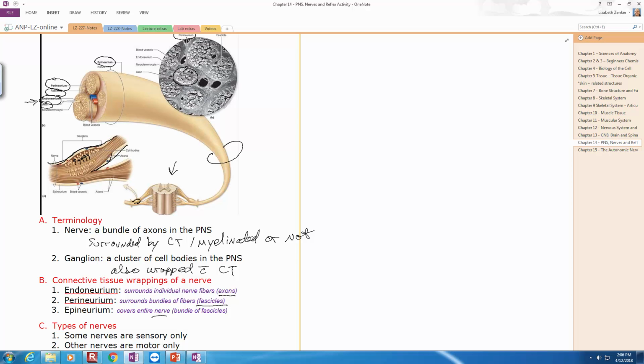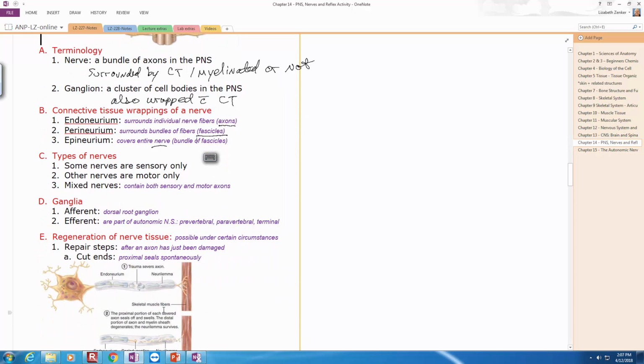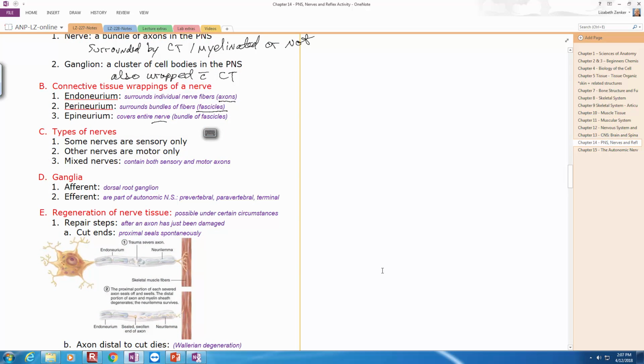And again, we talk more about that later, but that means, would these be afferent or efferent fibers? If it's sensory, it's always afferent, right? Other nerves are motor only. So are these afferent or efferent? Efferent, okay. And then we have some that are mixed nerves. So that means they contain both sensory and motor axons.